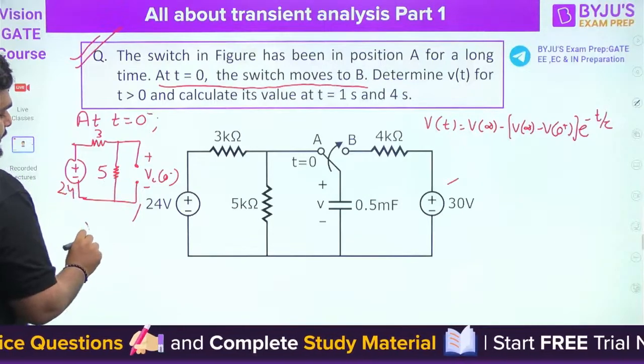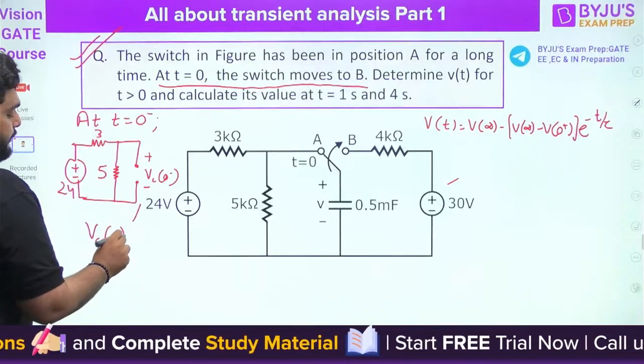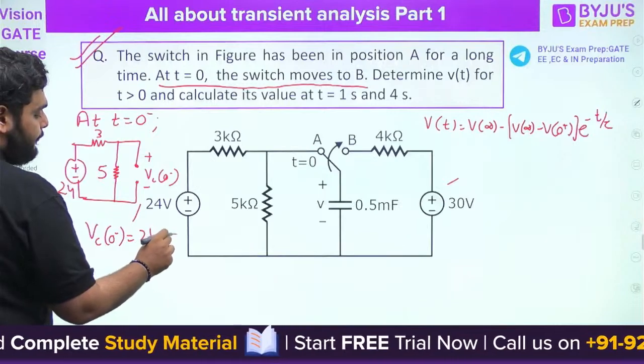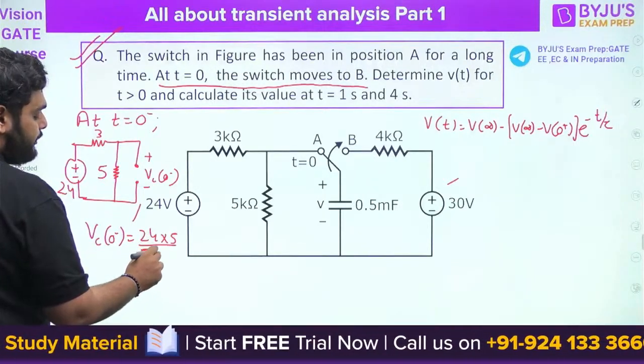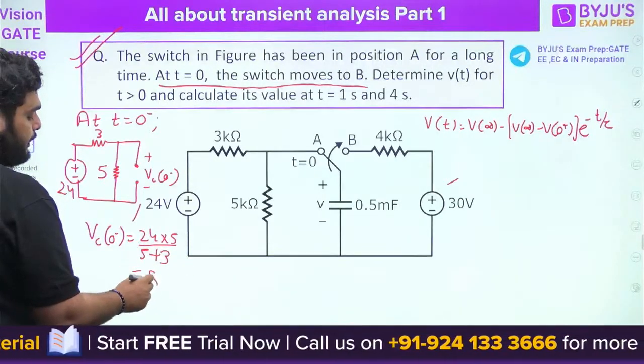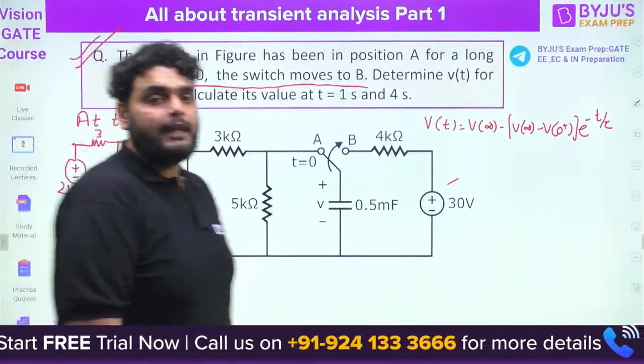24. So can I say VC0 minus is 24 multiplied by 5 divided by 5 plus 3? 15 हो गया, 8 volt. So VC0 minus comes out to be 8 volt.